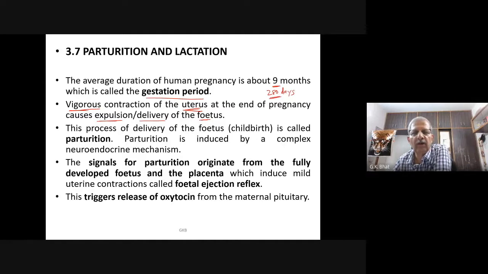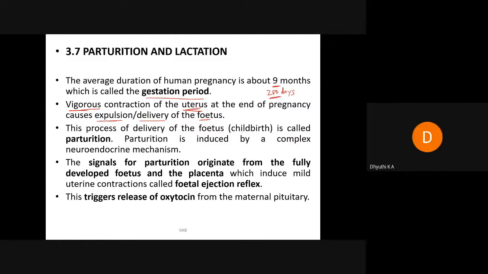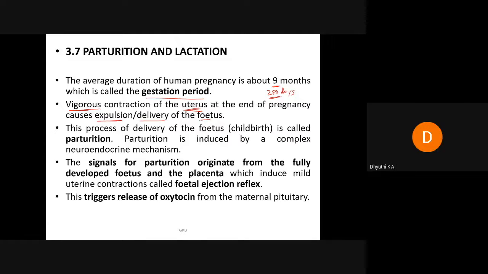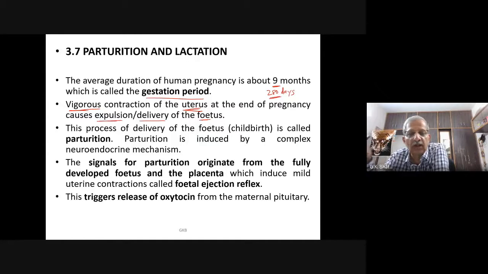Which muscle? Which layer? It is the middle layer, the mesodermal layer of the uterus. The uterus has 3 linings: endometrium, myometrium, and perimetrium. Vigorous contraction of the uterus, of the myometrial lining, the muscles present in the myometrium, at the end of the pregnancy causes expulsion or delivery of the fetus.